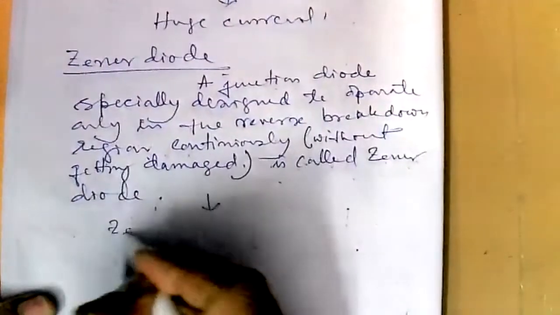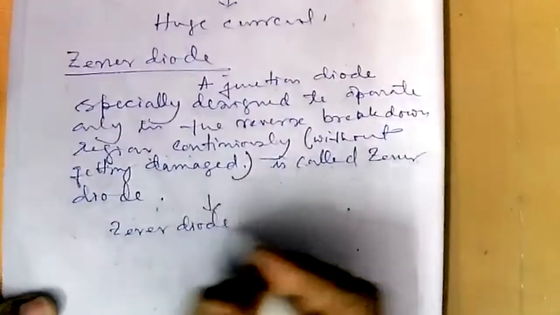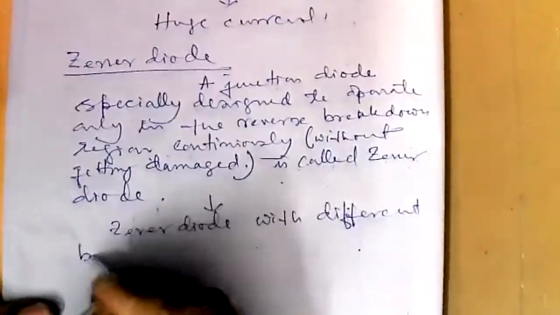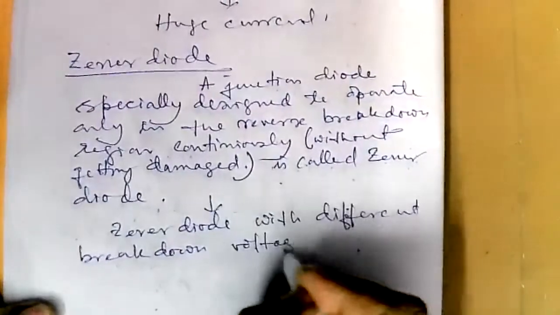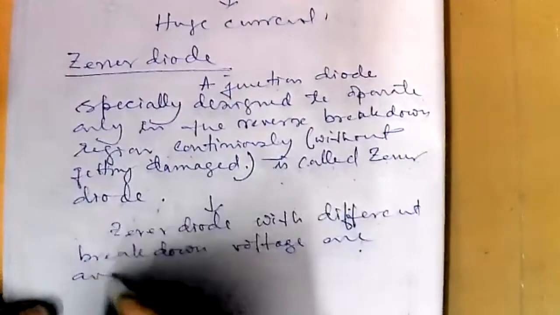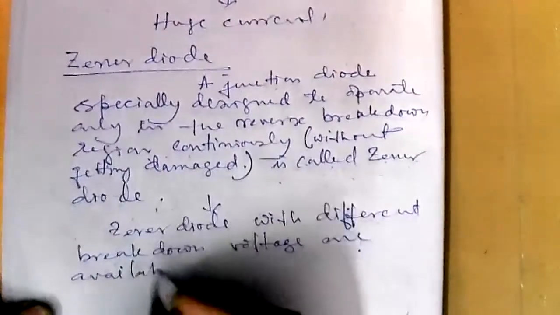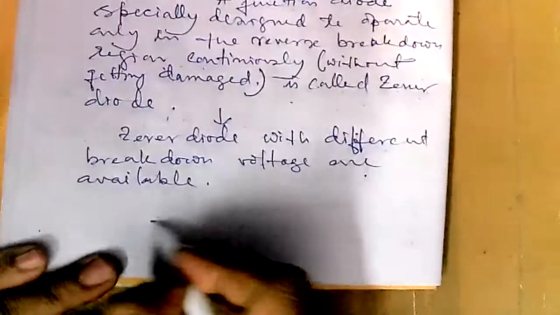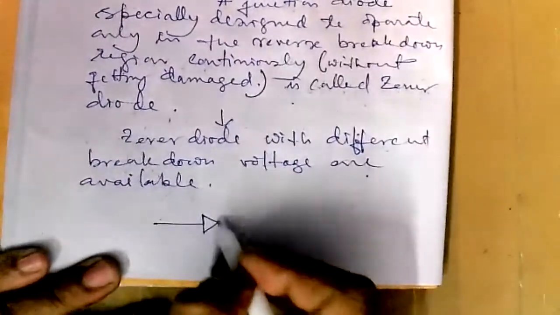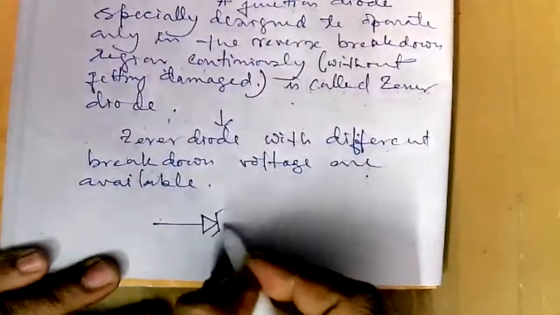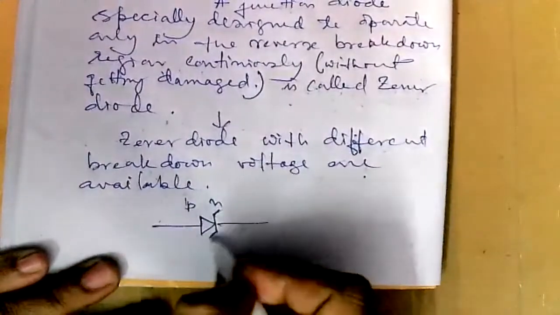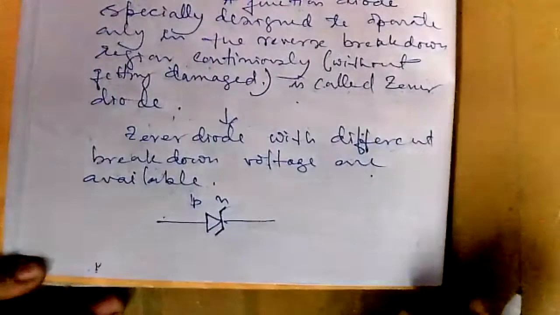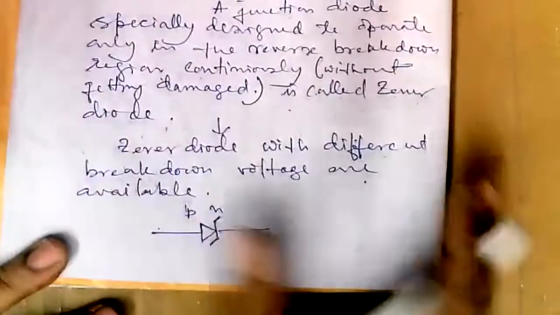We can have Zener diodes with different breakdown voltages available. The circuit symbol of Zener diode is a little bit different from that of the ordinary PN junction. It is used as a voltage regulator.